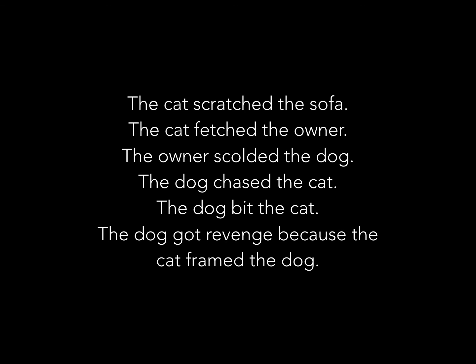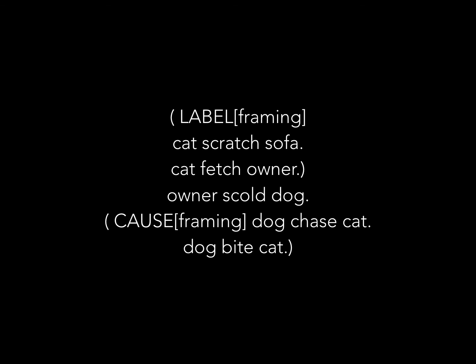Or consider this case in which the cause of an event is a whole series of events. Here, revenge refers to the act of chasing and biting, while framing refers to the act of scratching and fetching. In other words, there are cases in which a series of events lead to another series of events. One idea I have for dealing with this would be to introduce LaTeX-like labels and references that would allow for logical relationships to be defined independent of chronological ordering.